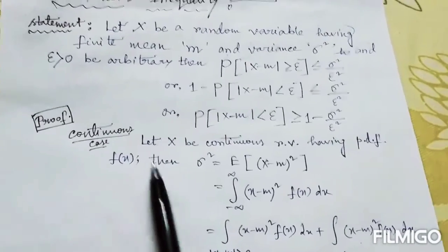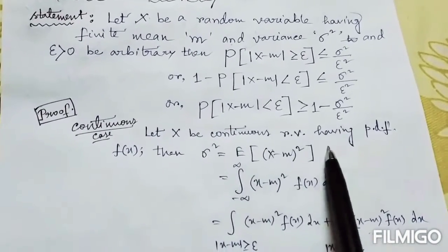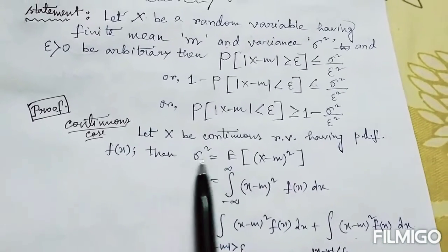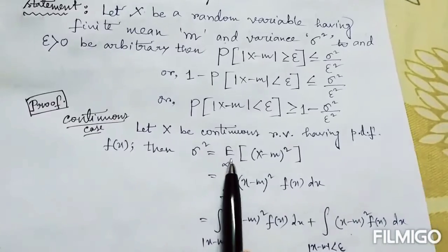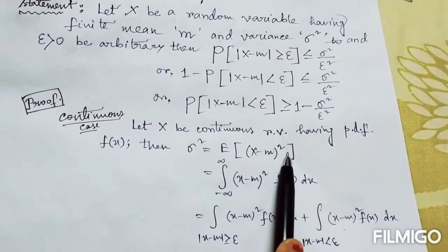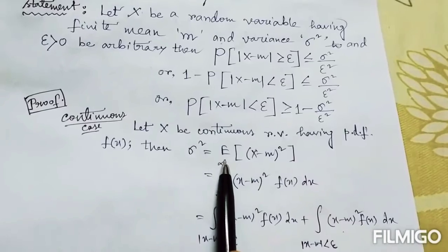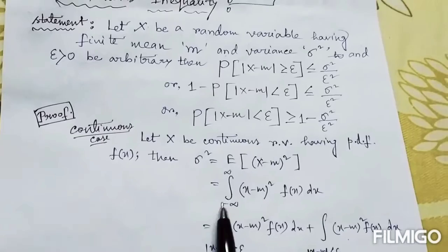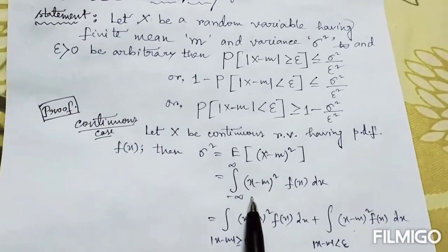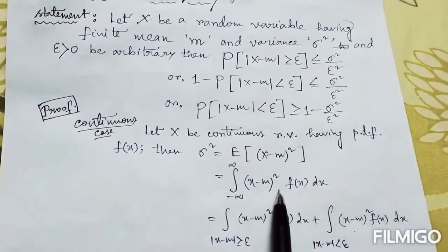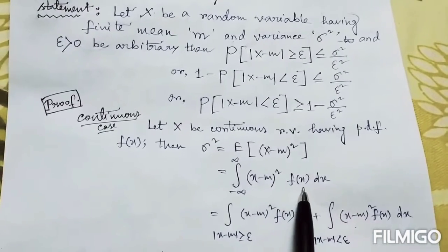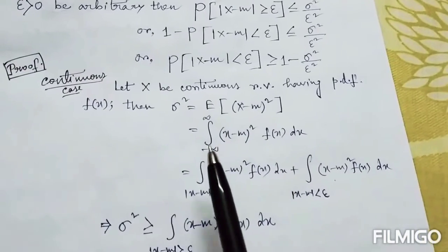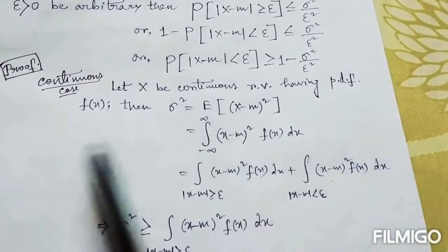That's the statement. Now the proof for the continuous case. Let capital X be a continuous random variable having PDF fx. Then sigma square, which is the variance, equals E of x minus m the whole square, where m is the mean and E is called the expectation. That is integration from minus infinity to infinity of small x minus m the whole square into fx dx, where fx is the PDF of capital X.